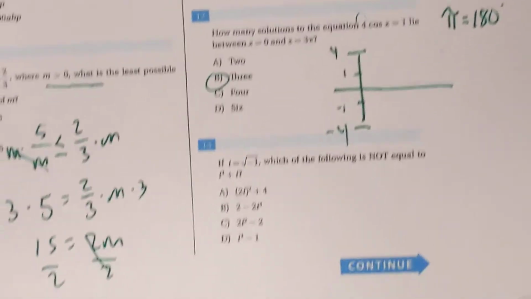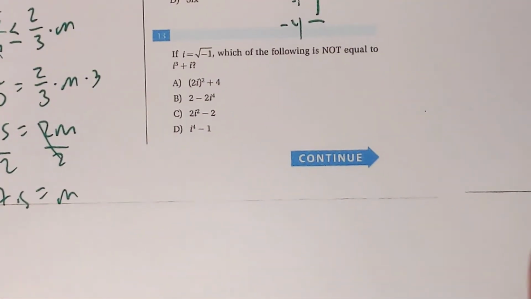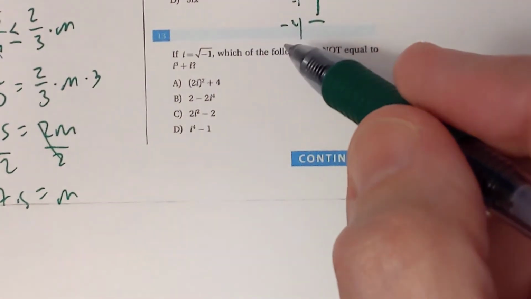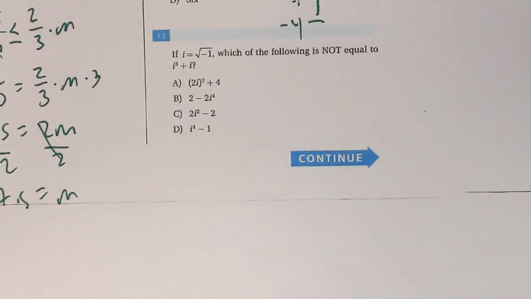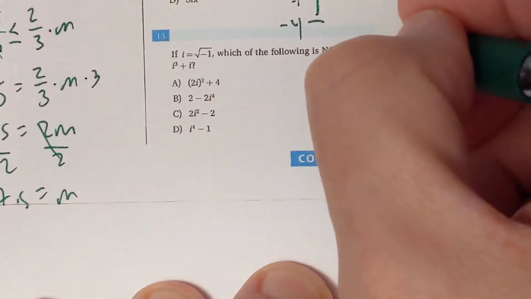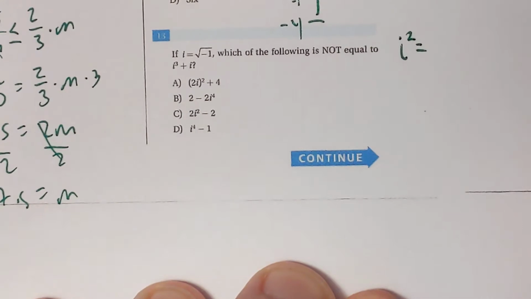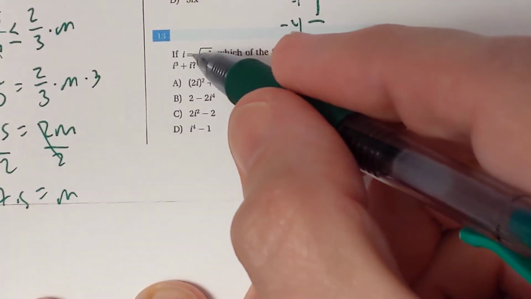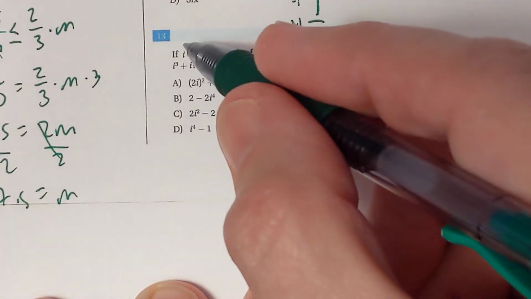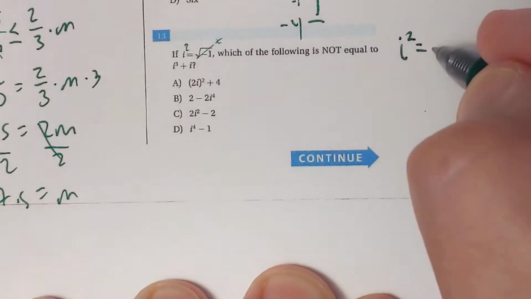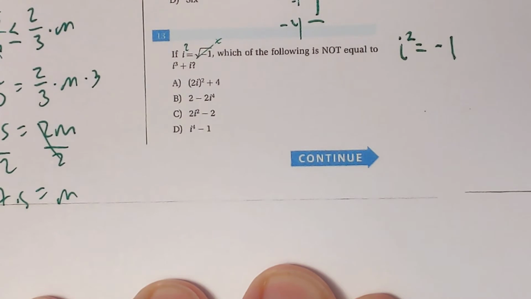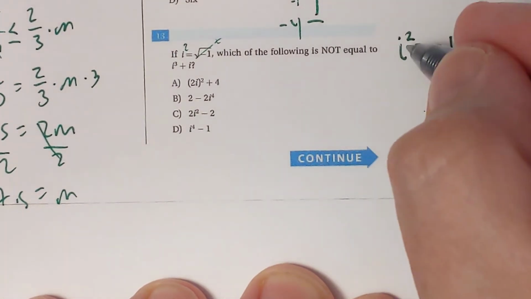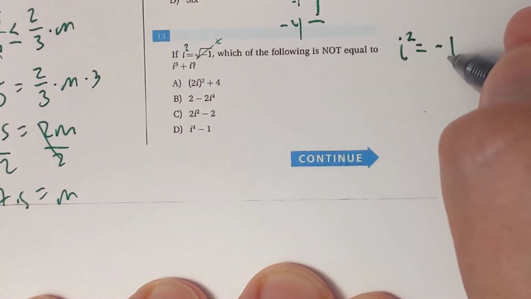And then one more. Here's another concept we're going to have to go over, which is the idea of i. If i is the square root of -1, which of the following is not equal to i to the third plus i? So the idea here is that you're always looking for i squared. Because if i equals the square root of -1, then when you square both sides, i squared equals -1. It cancels out the square root.